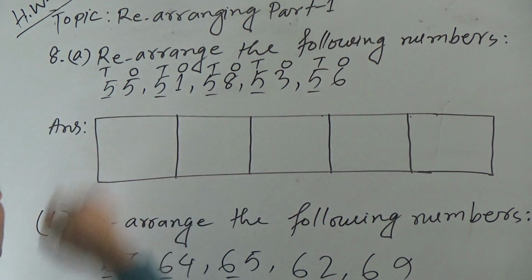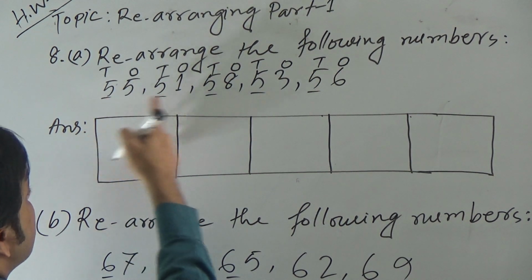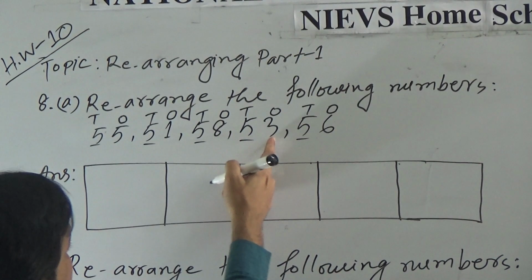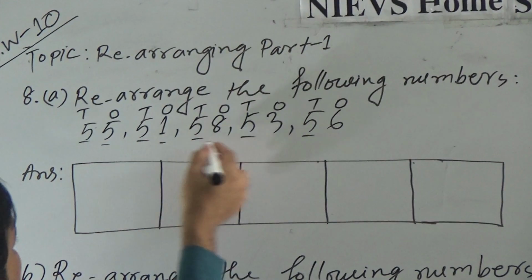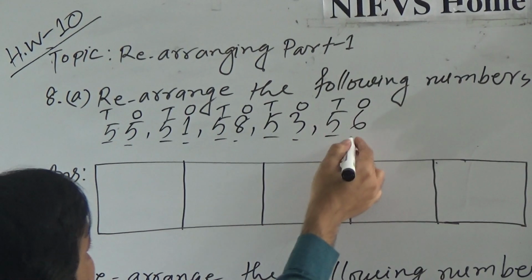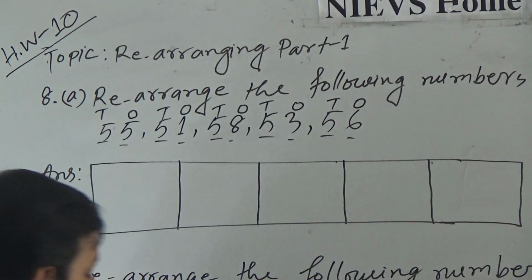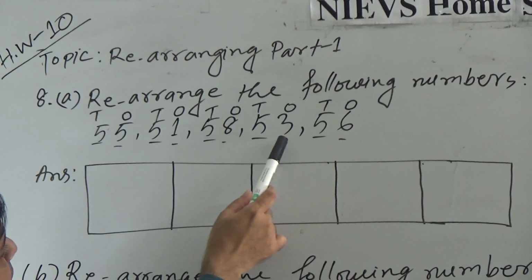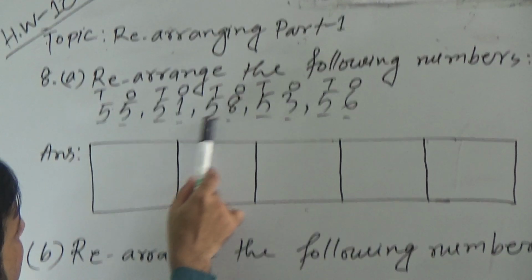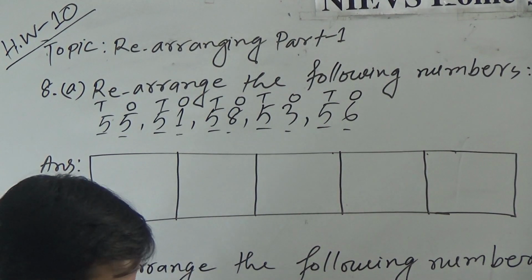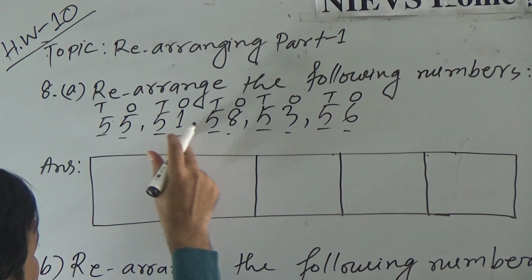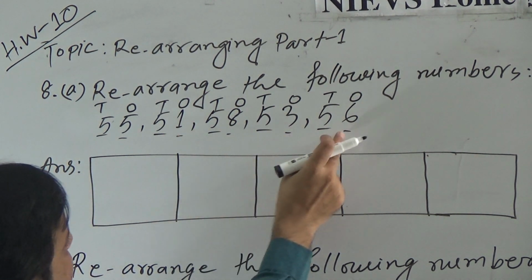So in this case, the tens place is always the same, so we have to compare only the ones place. Here the ones places are 5, 1, 8, 3, 6. We need to compare these digits.